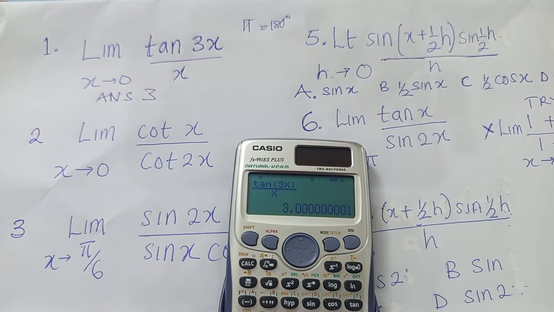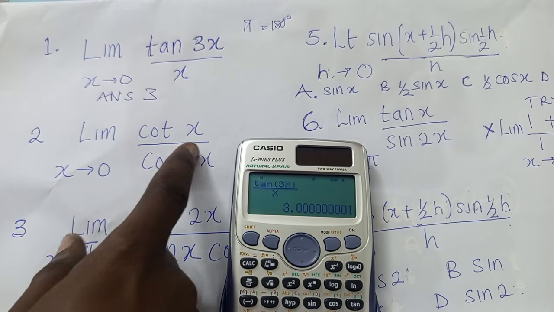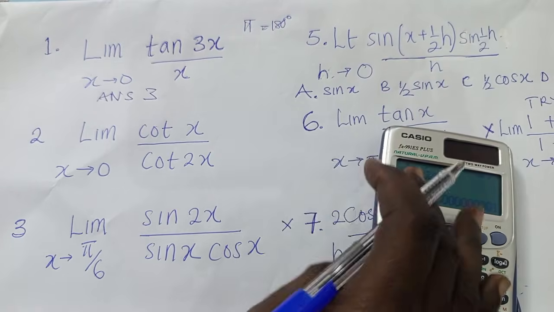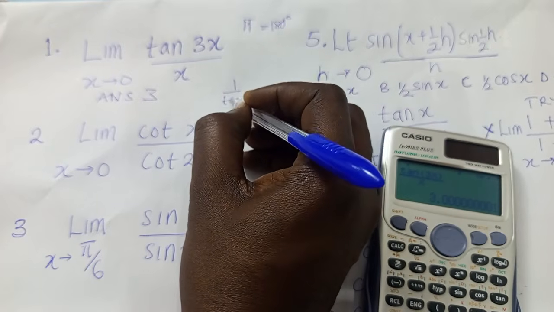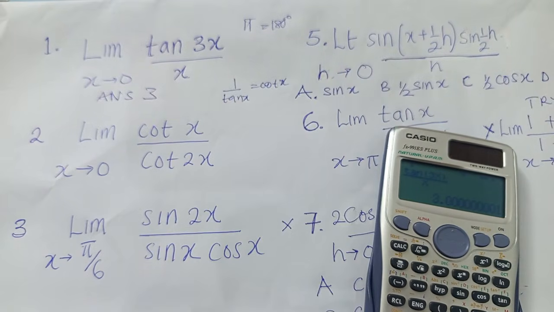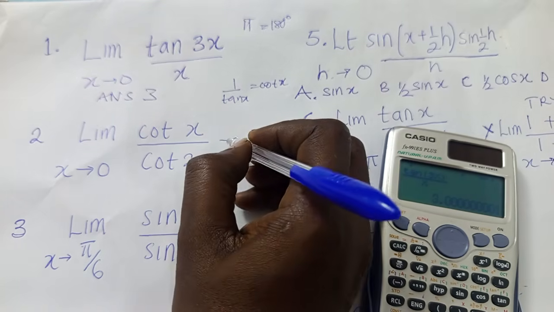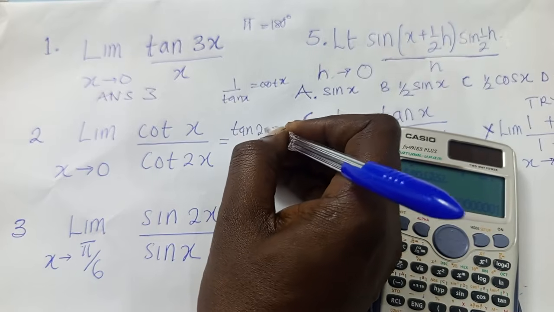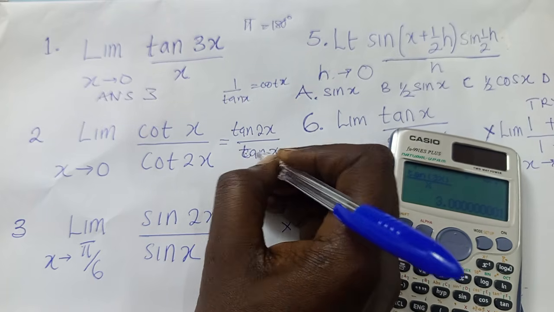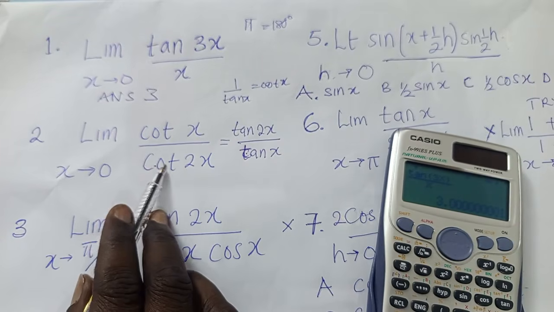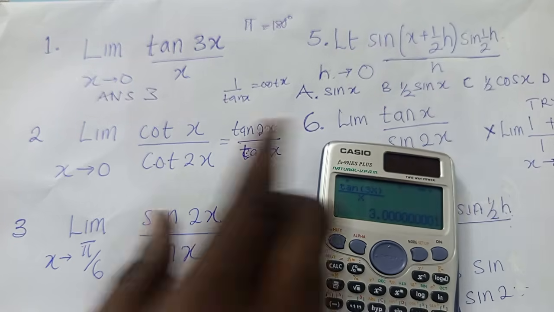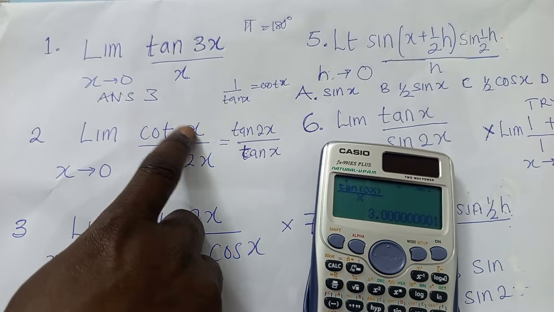Now the next one is cot x over cot 2x as x tends to 0. There's something you must know about cot: cot is the inverse of tan, so cot x is 1 over tan x. That means this is the same as tan 2x over tan x, because when you take the inverse, one goes up while the other comes down. We cannot see cot on our calculator, so cot is equivalent to 1 over tan.